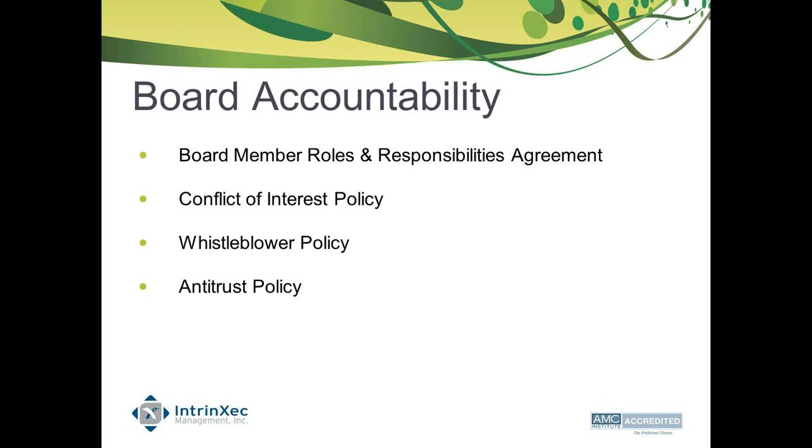A number of things that we have in place for board accountability is a board member roles and responsibilities agreement that is signed annually that outlines that you understand your role as a board member, a conflict of interest policy that is signed annually. The organization also has a whistleblower policy and an antitrust policy, which we will talk a little bit more about antitrust here shortly.